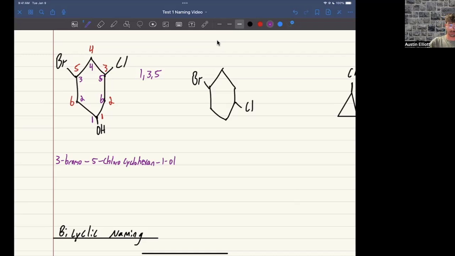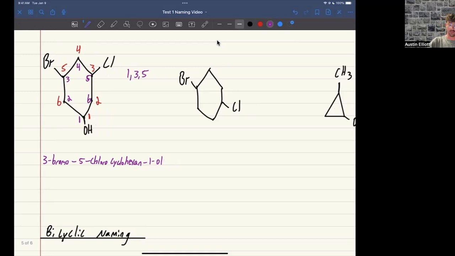Move on to our next one. Once again, we have a 6-carbon ring right here. We'll start numbering one direction at the bromo: 1, 2, 3, 4, 5, 6. And then we'll start numbering from the fluoro: 1, 2, 3, 4, 5, 6. Either way you go, it's not really going to matter number wise.